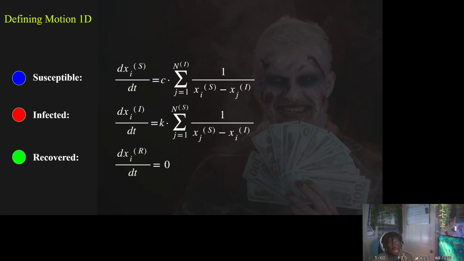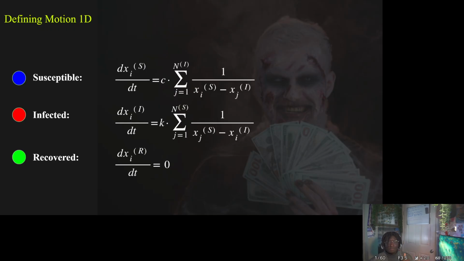So doing that, this is how we'll define our motion in one dimension, right? This isn't even the final formula that I actually use, but this is simplified for ease of understanding. The key idea of these equations is that there's an attraction-repulsion relationship between susceptible and infected individuals, right?